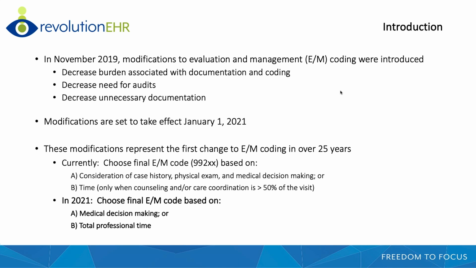Now, as we move forward into 2021, we talk about the changes. It's going to fundamentally change the way that we select our 99,000 series codes when we use them. We will use one of two approaches. You'll use medical decision-making by itself, or you will use something called total professional time, and we will define that fully as we go. Medical decision-making, you'll notice, has no mention of case history and physical exam anymore. It's just the medical decision-making component on its own.